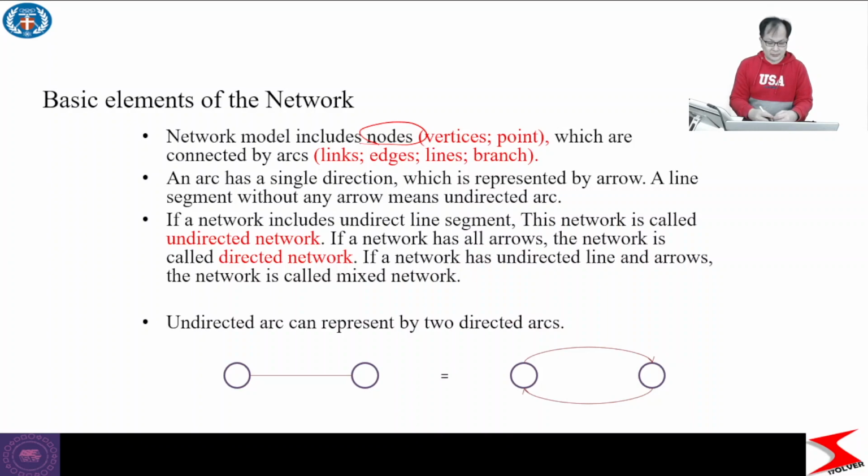If a network includes undirected line segments, this network is called an undirected network. If the network has all arrows, the network is called a directed network. And if a network has both undirected and directed arcs, the network is called a mixed network.